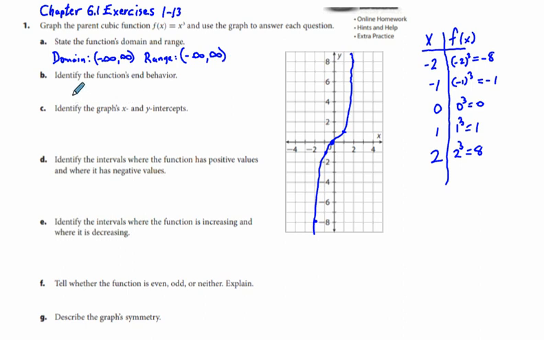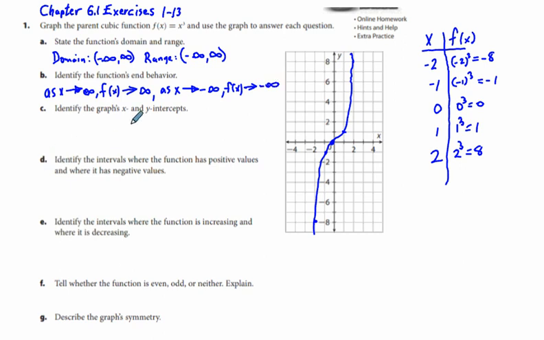All real numbers, each. Identify the function's end behavior. Well, as x approaches infinity, f(x) approaches infinity. And then as x approaches negative infinity, f(x) approaches negative infinity.